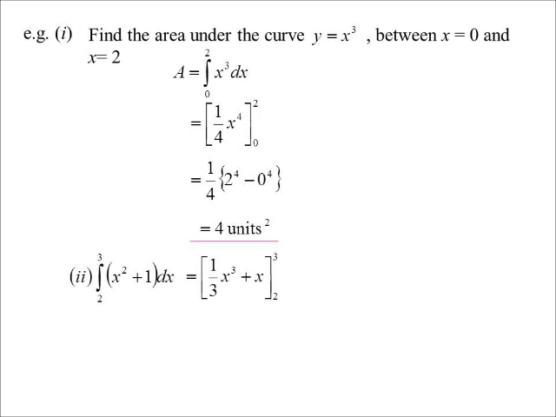Add 1 to the power over the power. X squared then will go to 1/3 x cubed. Our constant 1 will go to x, or I guess you could think of it as that is x to the power of 0. So add 1 to the power, you get 1 over the power 1. Substitute in 3 minus substitute in 2, and we get 22 on 3. As I say, that's just a value. There are no units attached to this particular question.